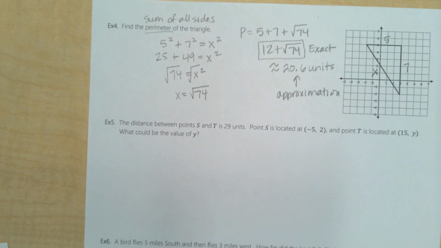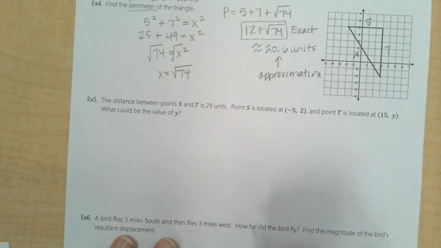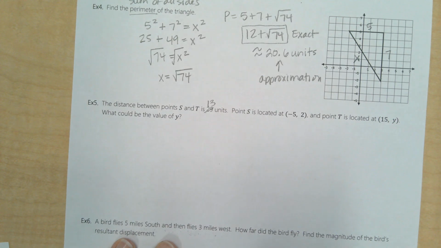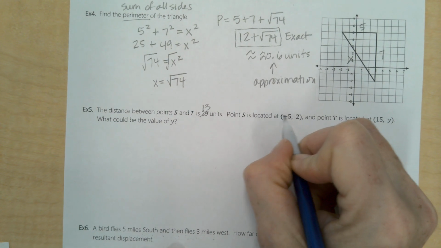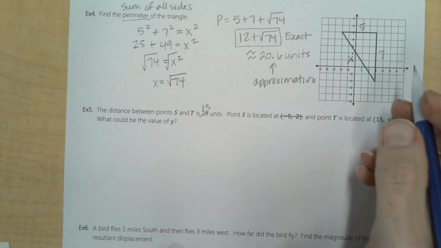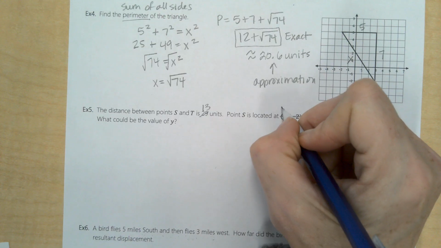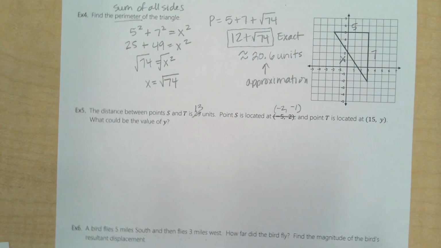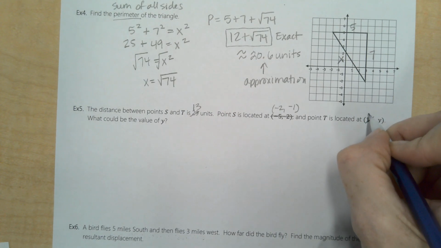This one as it's written is ugly, so we're changing it. I want you to change the 29 to a 13. I want you to change the first point to a -2, -1. And then I want you to change the 15 here to a 10.